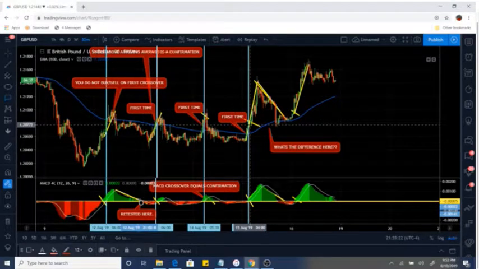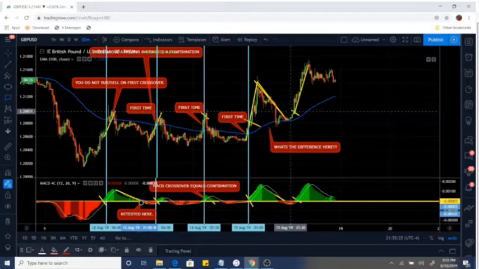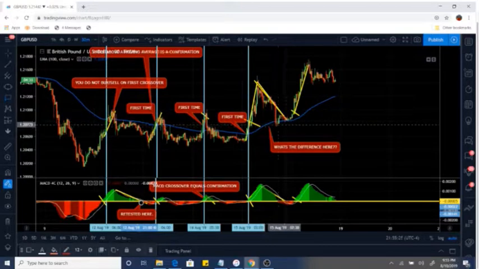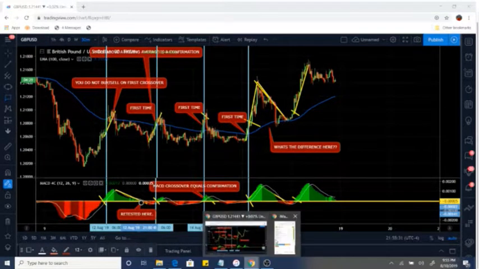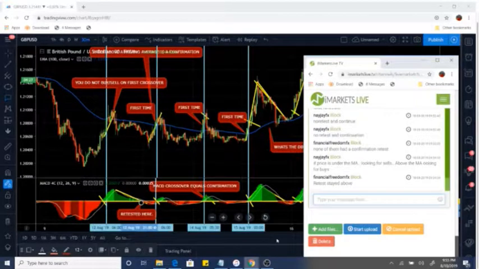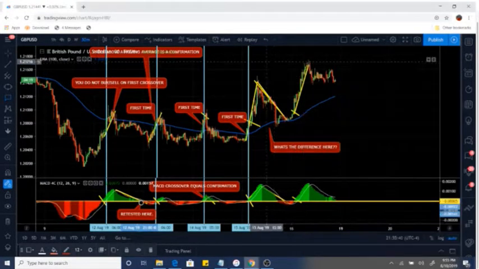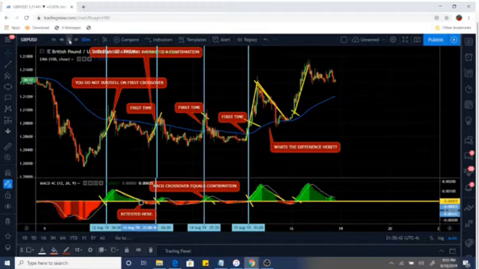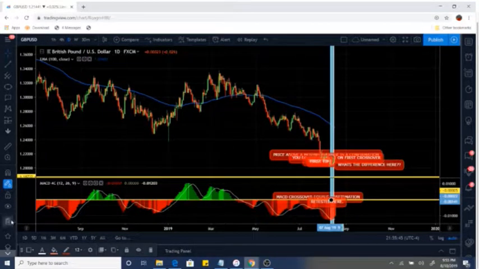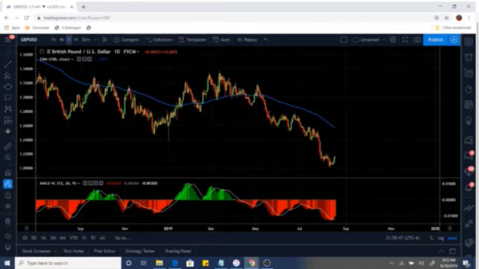The difference here is when this breaks out, when I finally buy, look, price never revisits. See that? Price stayed above. You see that, guys? Boom. That's the difference.